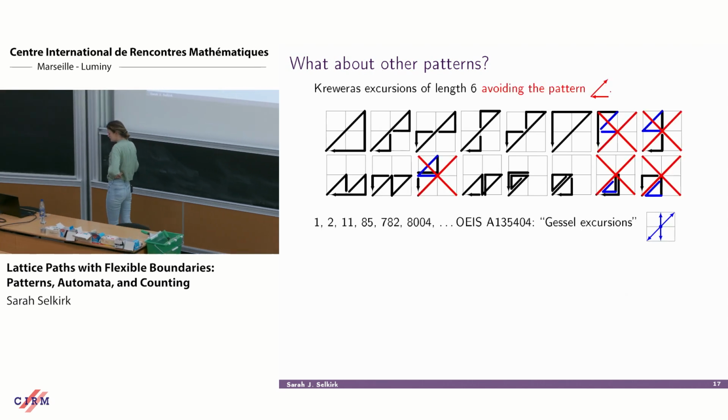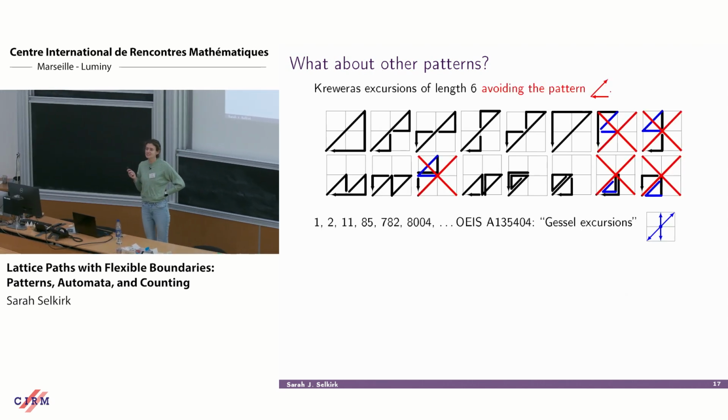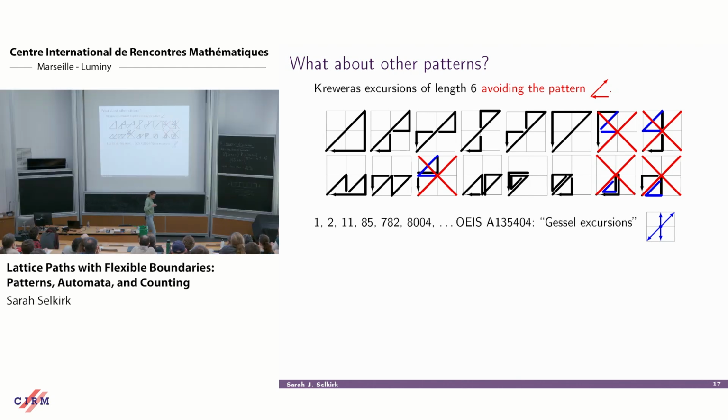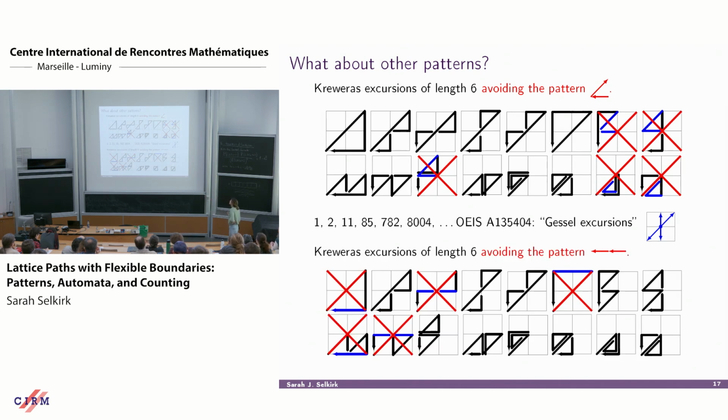So now we avoid the pattern west-northeast, and again, Gessel excursions. Okay? Are they all just related to Gessel excursions? Are Crevasse walks just Gessel excursions? No. But for now, west-northeast is Gessel excursions, west-west is Gessel excursions. And so what we are interested in is seeing, are these parameters equally distributed?